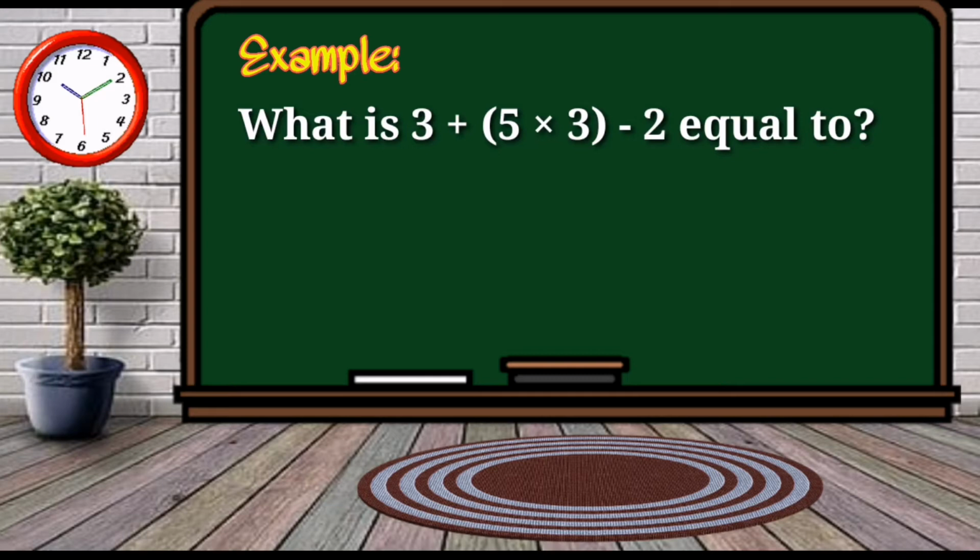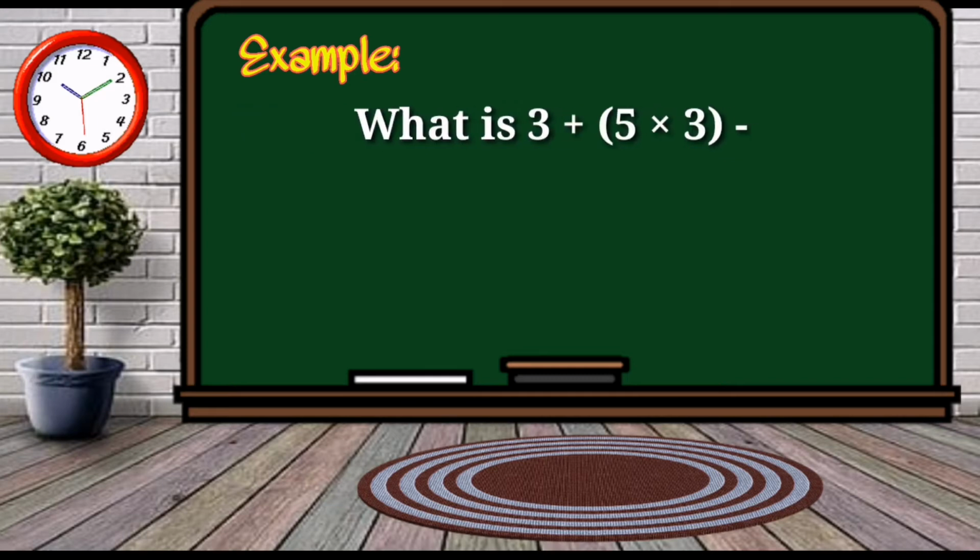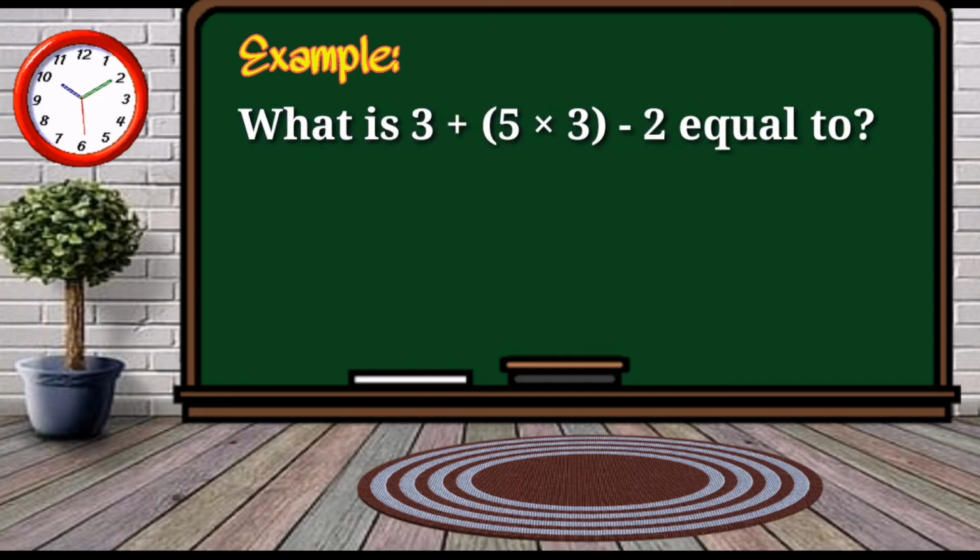Okay, so let's go back to the problem. What is 3 plus (5 times 3) minus 2? Okay, so to avoid confusion in solving problems like this, mathematicians in the course of time made the following rules to follow on order of operations on whole numbers.